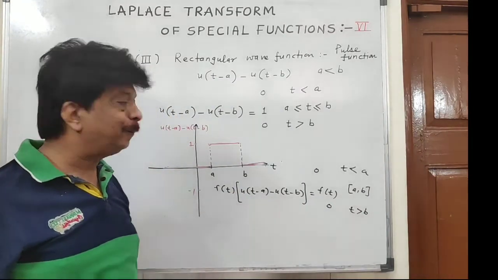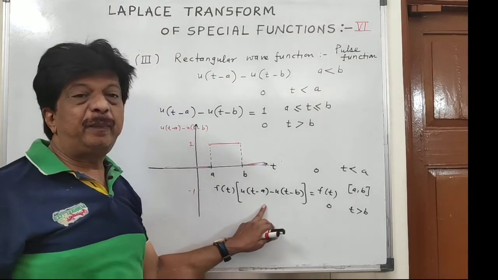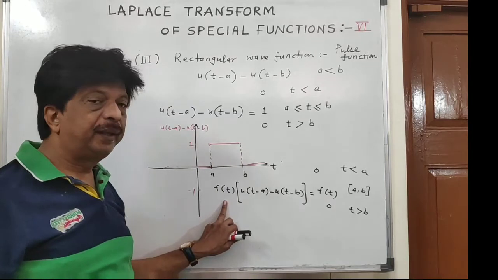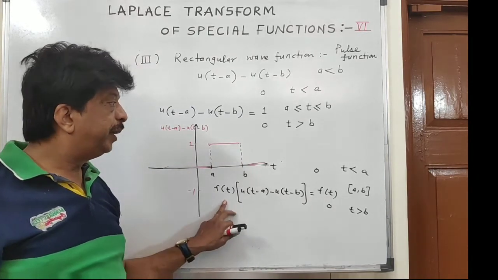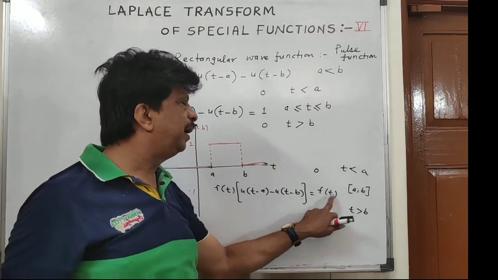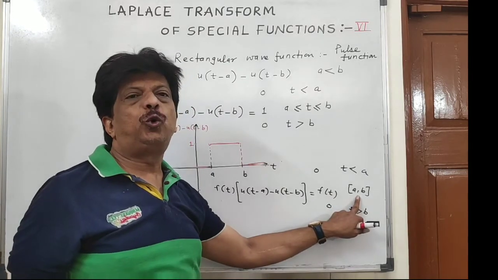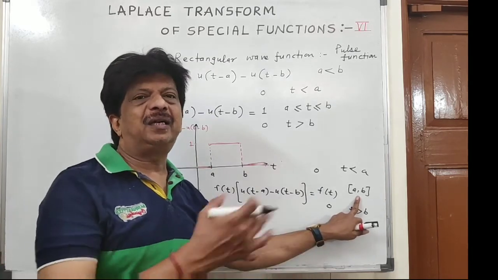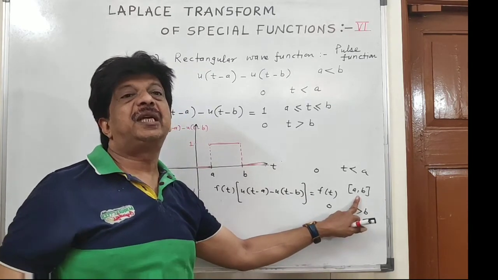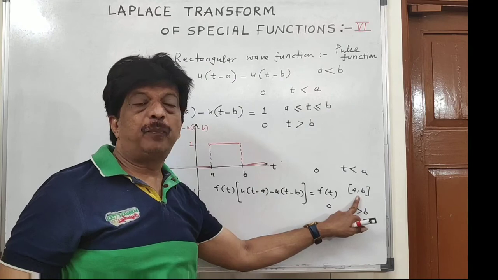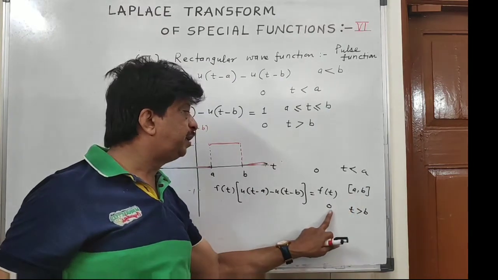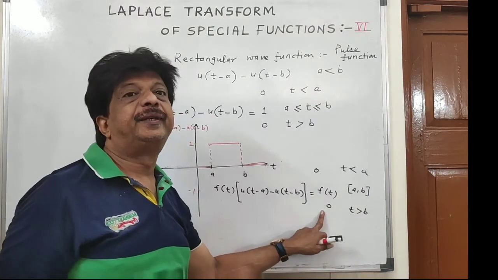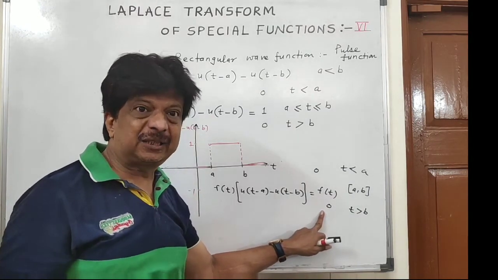So what does it mean? The effect of multiplying f of t by this function is that it allows the portion of f of t in its interval a to b. Outside this interval, it filters the graph, the signal. It cancels out, curtails, omits, or rejects that portion.